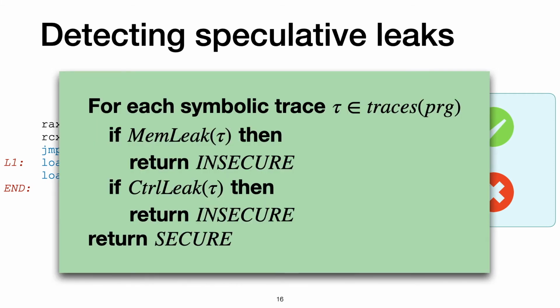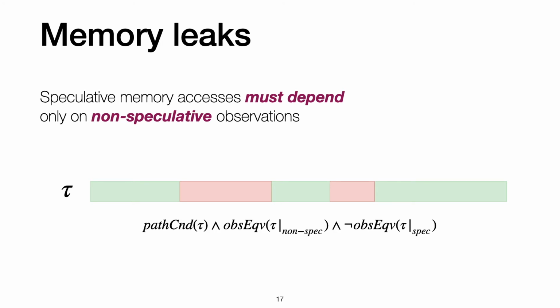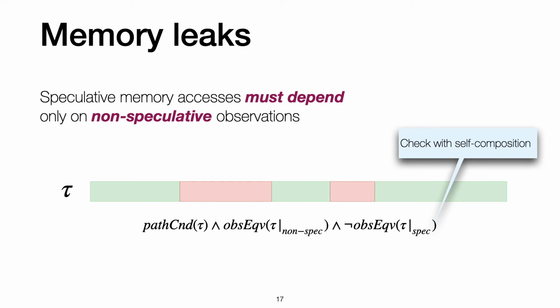Concretely, we analyze each symbolic trace. If we detect leaks caused by memory or control flow operations, we flag the program as insecure, and otherwise we flag the program as secure. In the following, I will give you some insights about how we detect leaks caused by memory operations. To be secure, a memory access executed speculatively must depend only on information disclosed through non-speculative observations. Given a symbolic trace tau, we encode the presence of memory leaks as a logical formula. The formula consists of three main components and it relies on a trick called self-composition.